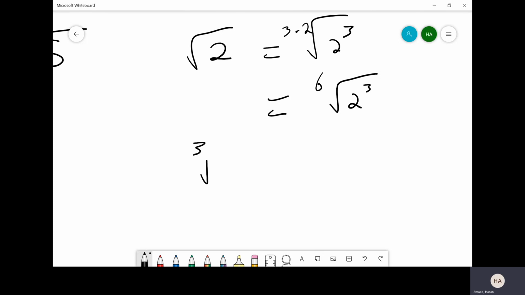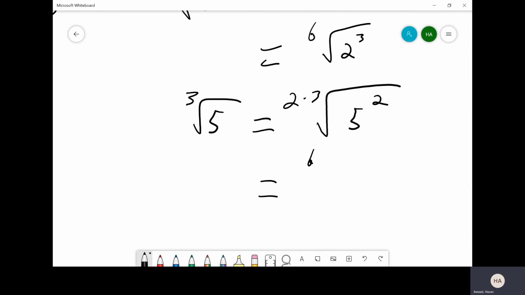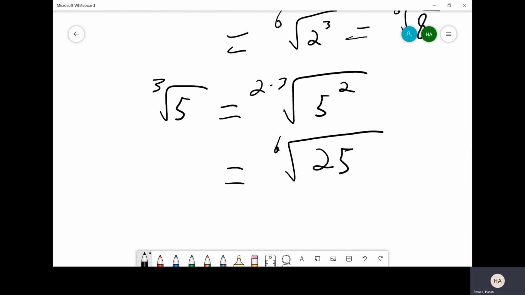So we're talking about the cube root of 5 here. And again, what I'm going to do is multiply the outside by 2 because I'm hoping to get a 6. But whatever I do to the outside, I also have to do to the inside, all right? So I'm going to raise 5 to the 2nd power. And now what this gives me is the 6th root of 25 and the 6th root of 8. Okay, hope you guys are still with me with that.